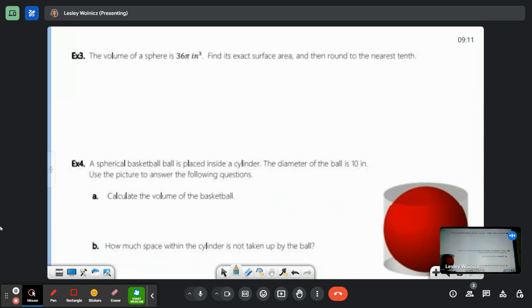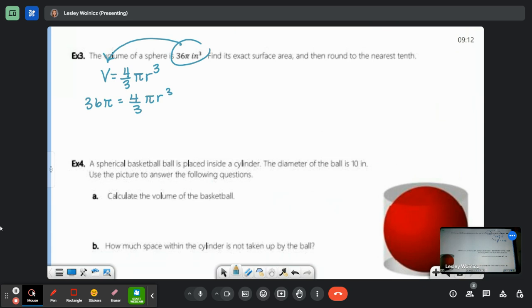So let's start with what we know. They're giving us the volume, so let's start with the volume formula. Volume equals 4/3 pi r cubed. Okay, let's plug in what we know. What is the only thing we know? The volume. So we're going to take this volume, plug it in for that V. So I have 36 pi equals 4/3 pi r cubed.